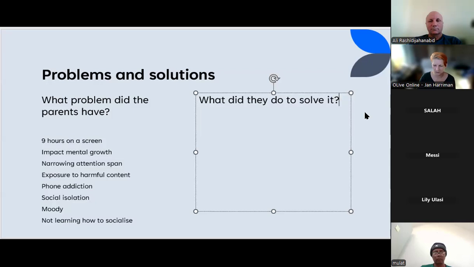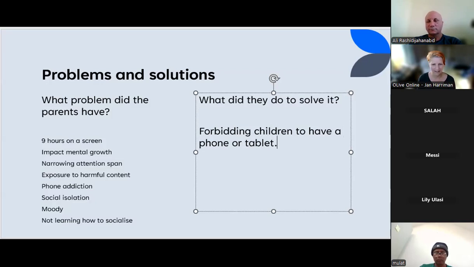So let's think about these solutions. Forbid children to access a phone or tablet, yeah. To having a free social media campaign. Yep.